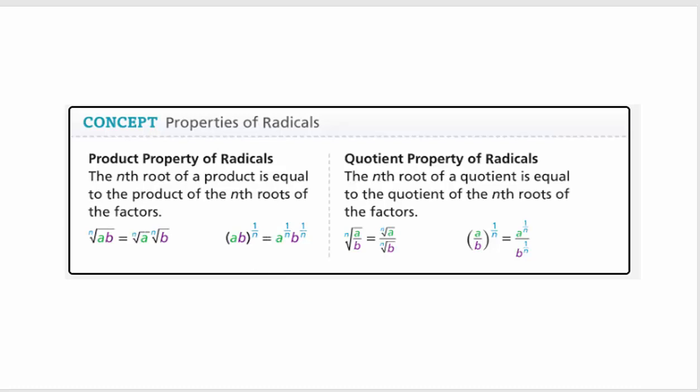Our quotient property means that we can have a radical and then a and b underneath, and we can separate it into two different radicals. The thing you have to know, though, is that when something is fully simplified, you cannot have a radical in the denominator. So we'll talk about that a little bit later as well. And for our exponent rules, remember, if we have an exponent on the outside, it applies to both the numerator as well as the denominator. So take a moment and make sure you write these rules down.